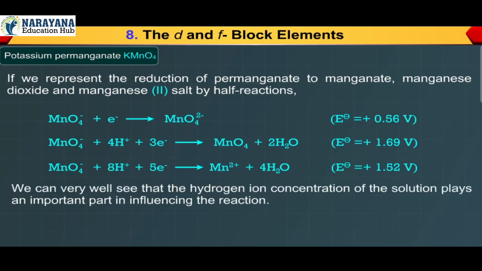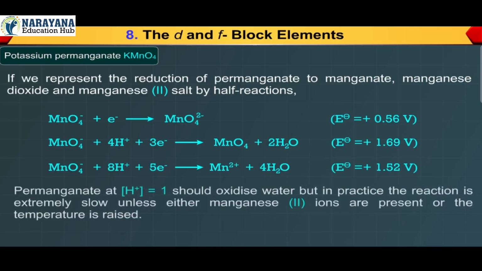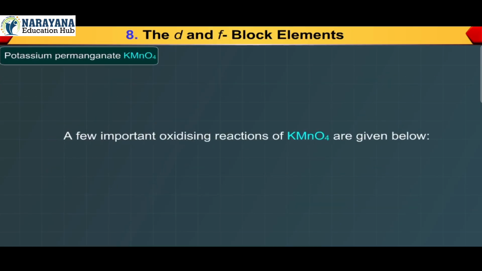We can very well see that the hydrogen ion concentration of the solution plays an important part in influencing the reaction. Although many reactions can be understood by consideration of redox potential, kinetics of the reaction is also an important factor. Permanganate at H+ equal to 1 should oxidize water, but in practice the reaction is extremely slow unless either manganese(II) ions are present or the temperature is raised. A few important oxidizing reactions of KMnO4 are given below.